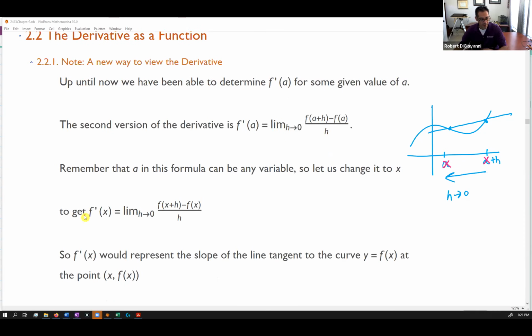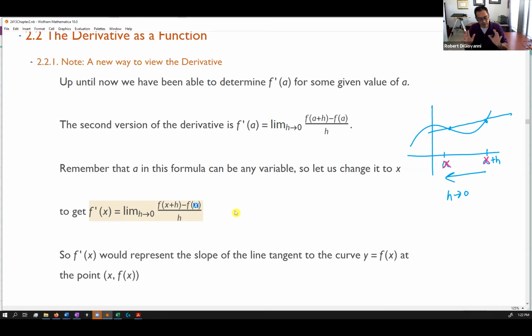If we do that, then our answer, right? The derivative here, the derivative at X, the only difference in the formula is that instead of using A, we use X here and X here, right? So, I mean, we're not really doing anything different other than using a different letter.